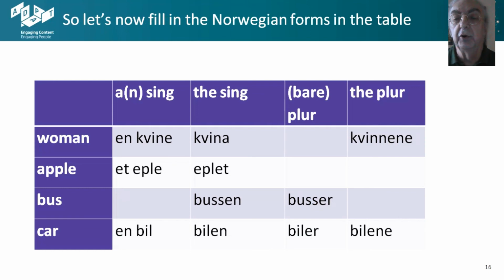So now we can fill the Norwegian forms in a table, and we've got the 4 words that we're interested in as rows, and the 4 forms, indefinite singular, definite singular, bare plural, definite plural, as 4 columns. And you can already see, I hope, a few patterns emerging. For example, the indefinite singular is marked with a little word, say, as it is in English, but the definite singular and plural, and the bare plural all seem to be marked just with suffixes, endings, which aren't always the same.